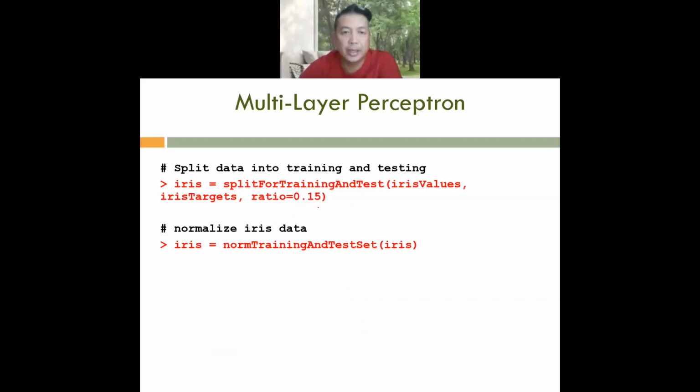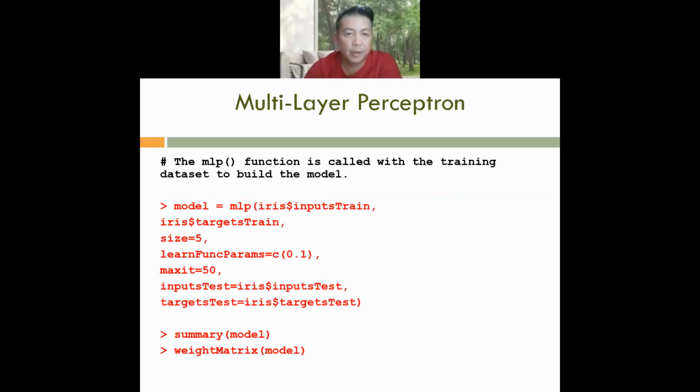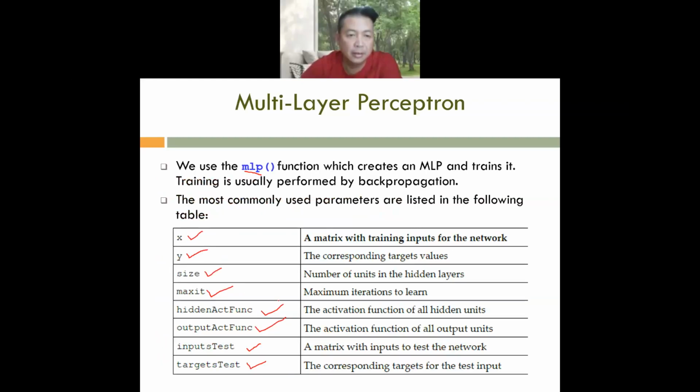Okay, and this one is used to split your data into 85% and 15%, and then normalize the value so that you don't have big differences between all the columns that you have. Okay, so this is your model, multi-layer perceptron, and all of these are the functions that we have defined just now. So this is your target, this is your input, maximum iteration, this is the learning function parameter.